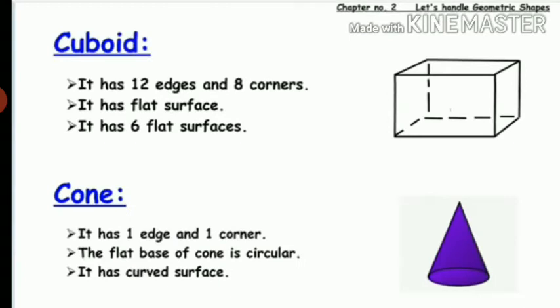Now here you can see a cuboid. It has 12 edges and 8 corners. Now we will count the edges here.